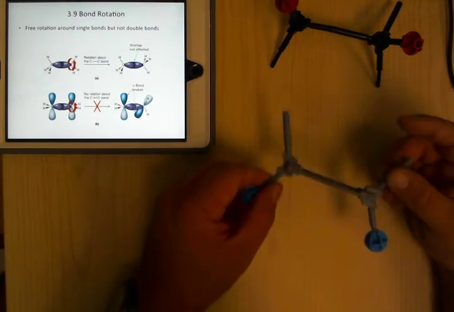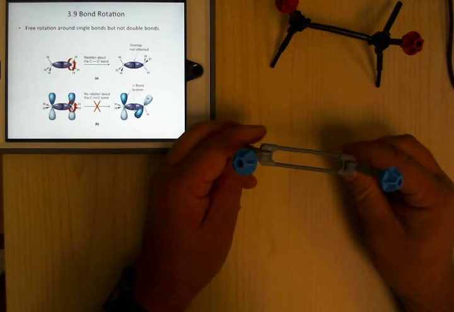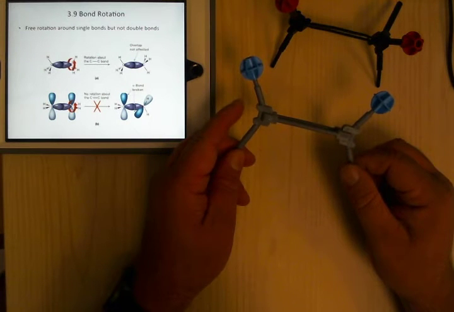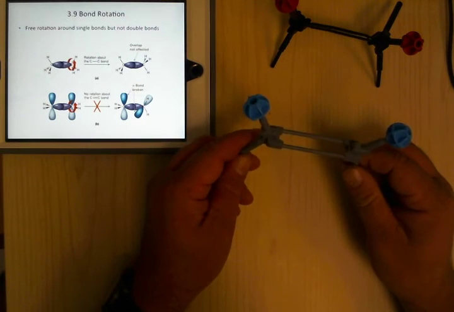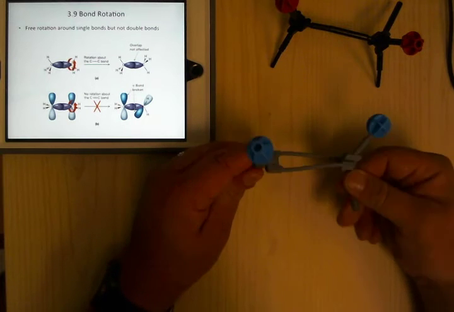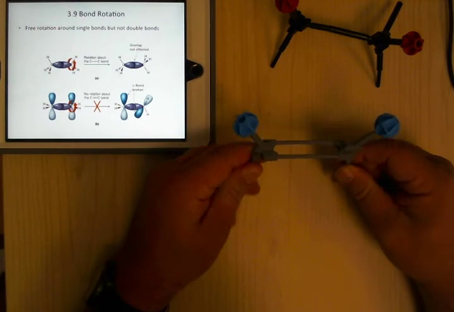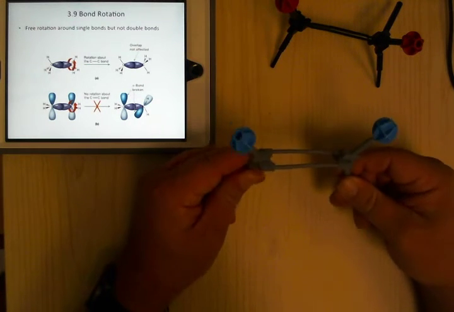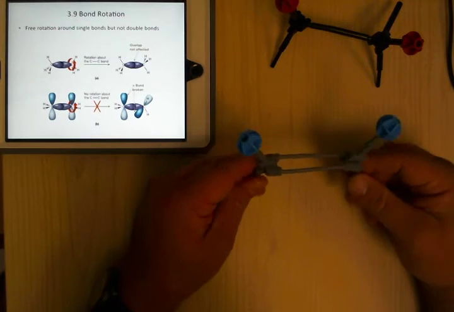But for double and triple bonds, you can't get rotation. If you try, you're going to probably break your model set.